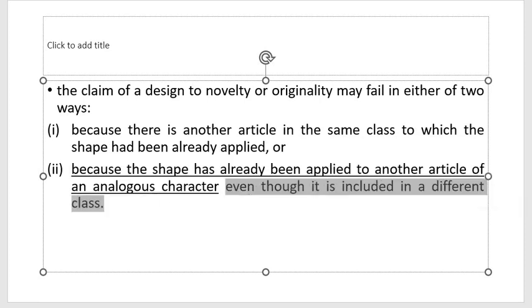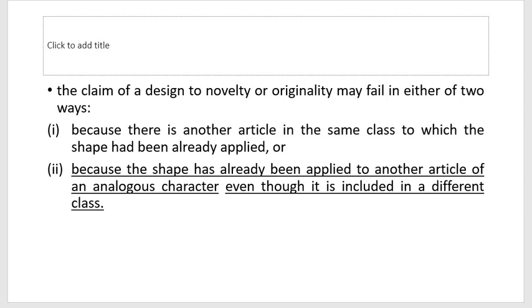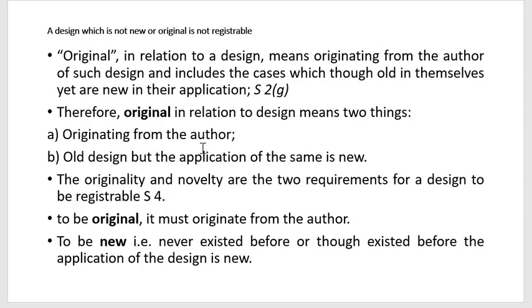even though it is included in a different class. So although the class is different, the character is analogous, so there will be similarity. That similarity shall not be there. And where an article in the same class has already been applied, there will be visual similarity. So this is your new and original meaning. It's a matter of understanding. Through the technical meaning, you may not understand.